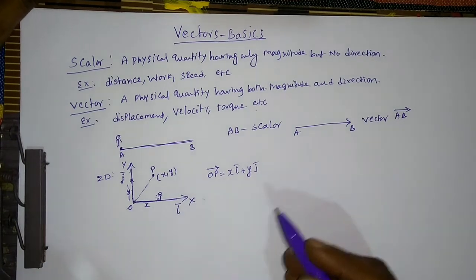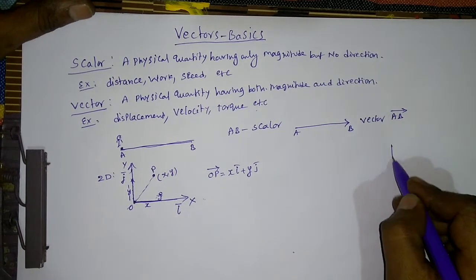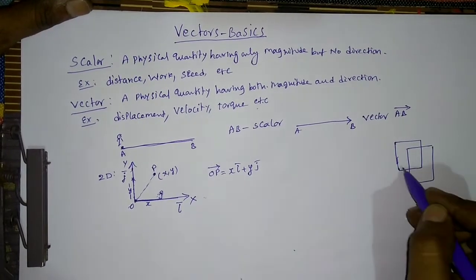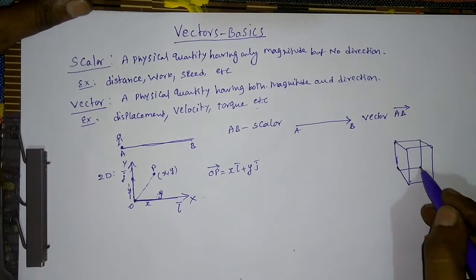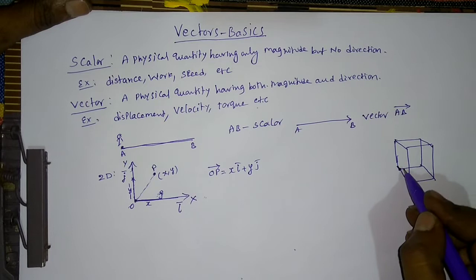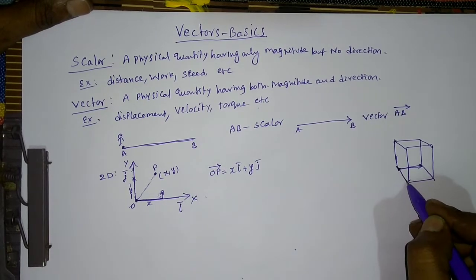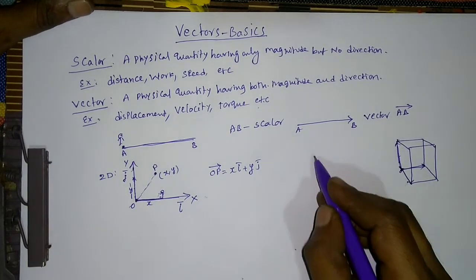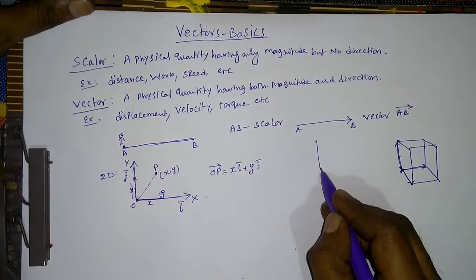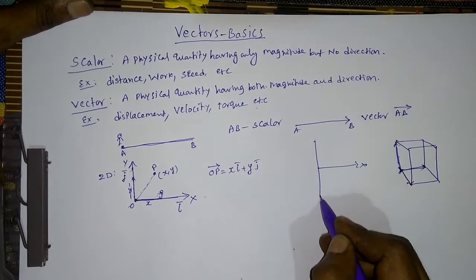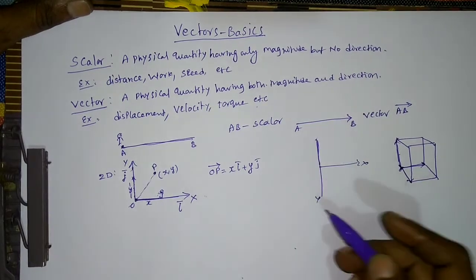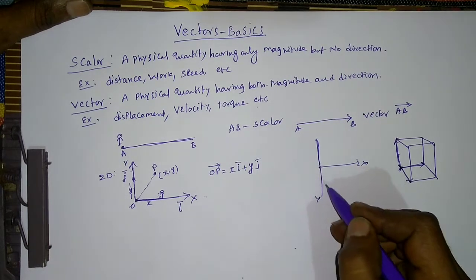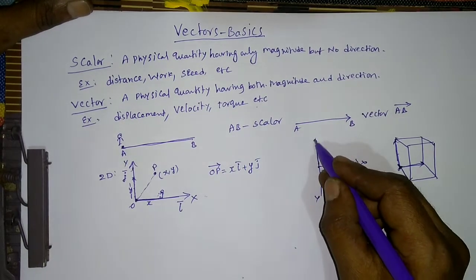If the person is moving in 3-dimensional space, let us assume your room is in a cuboid shape, as rooms generally are. At this point, let us say this is the x-axis, this is the y-axis, and the vertical will be the z-axis. If the person is moving like this in the x direction, this in the y direction, and this in the z direction.